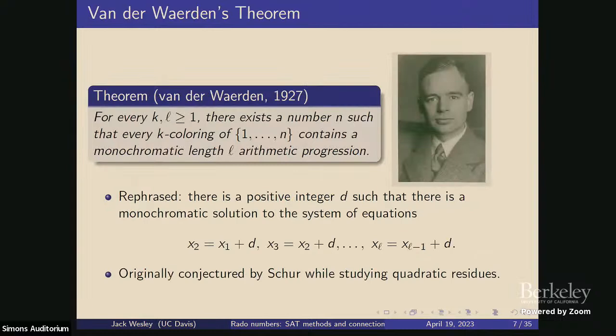The next big theorem was van der Waerden's theorem. It says, again, if we k-color 1 through n, then you will necessarily find a monochromatic length-L arithmetic progression as long as n is large enough. But rephrased in this way, you can also view this as you must find a monochromatic solution to this system of equations that describe an arithmetic progression. And again, there's a number theory motivation. This was conjectured by Schur while studying quadratic residues.